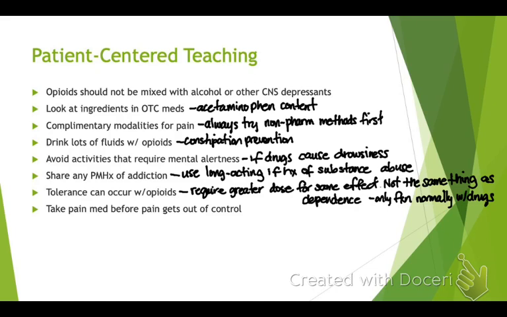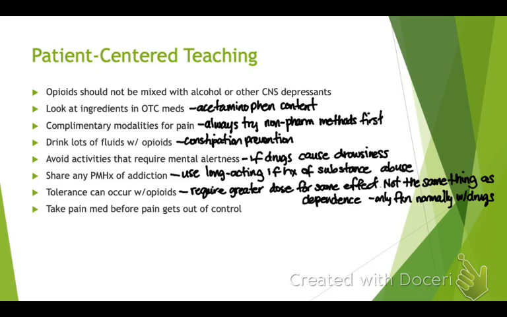You want to have the patient share any past medical history of addiction, which will then help us to know which opioids we can give them. Regarding the use of long-acting opioids, especially if there's a history of substance abuse, we might want to change or give them smaller doses. So we need to know that.